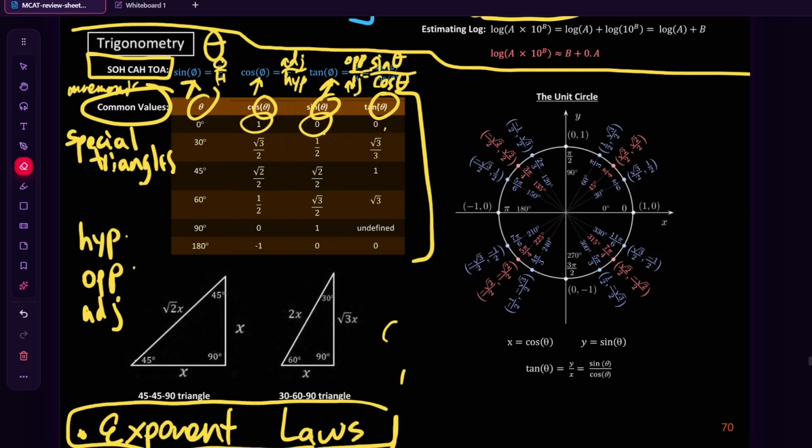So you just have to memorize what would happen to the triangle when theta is equal to 0, when it's equal to 30, 45, 60, 90, and 180. Because those are all special triangles that you need to drill in.